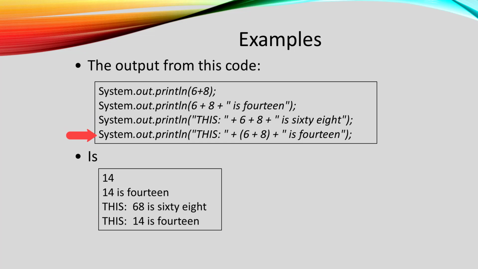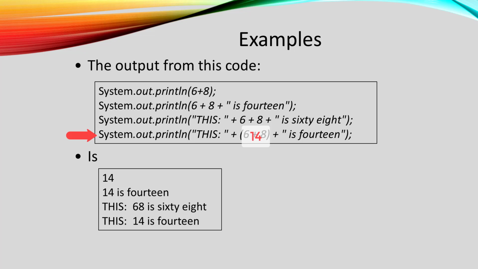Now, just like in math, we can change the order by putting in parentheses. So where we would normally do the pluses from left to right, in this last example, because the 6 plus 8 is in parentheses, it's going to get executed first. That's going to be addition because 6 and 8 are both numbers. So that center part of this is going to become 14. Then it's going to do the other two from left to right.